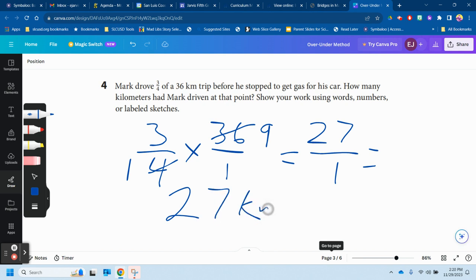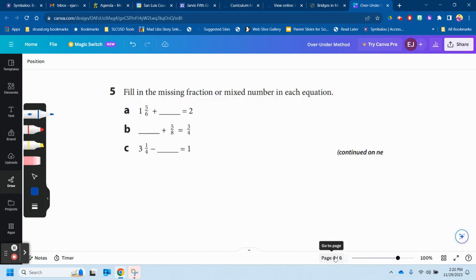Now we have to ask ourselves, does that kind of make sense? 3/4 is pretty close to a whole. 3/4 of the trip. 27 is pretty close to 36. That's my strategy, kind of eyeball that and see, does it make sense? And it does. 27 seems like it's about 3/4 of 36. All right, so let's move on to number 4 here.